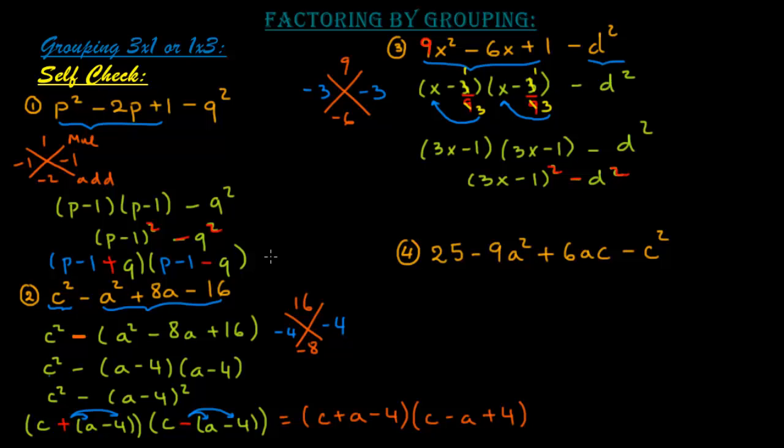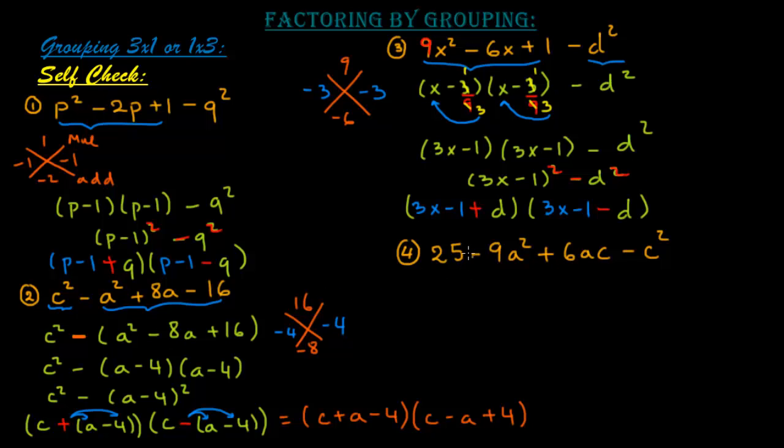We will have 3x minus 1 plus d, okay. And we also have 3x minus 1 minus d, okay. And that's the answer for problem 3.